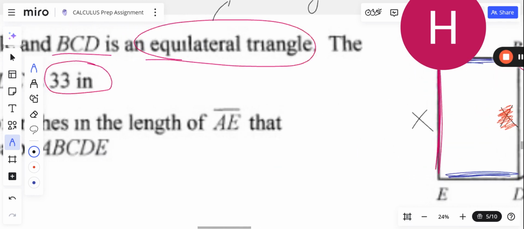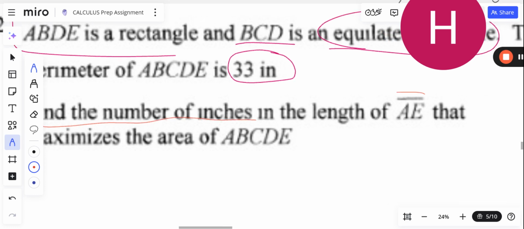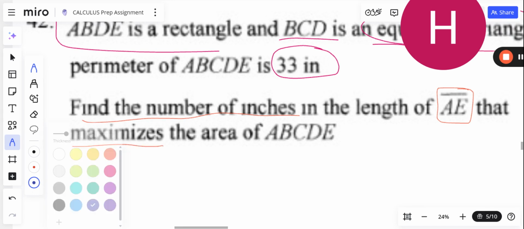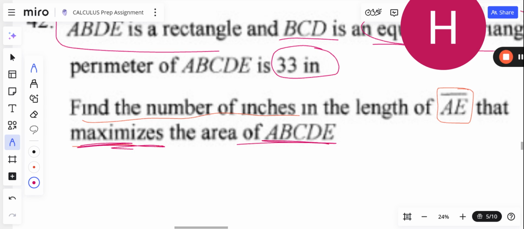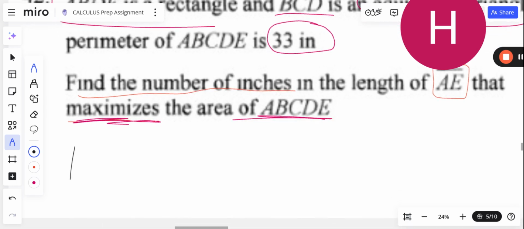If the entire thing adds up to 33 inches, find the number of inches in the length of AE that maximizes the area. So we want to maximize the total area. So first we need to get an expression for the total area.